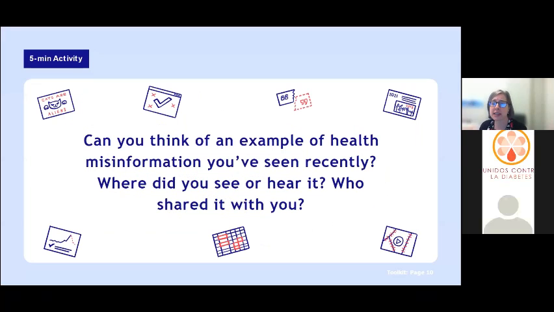So the first thing that we want to engage with you about is, can you think of an example of health misinformation that you've seen lately? And if you can share in the Q&A, where did you see it or hear it? And who shared it with you? So just take a few minutes to give you some time to post your example.